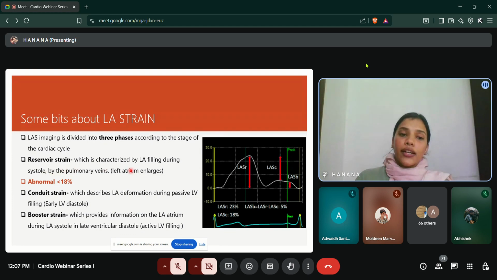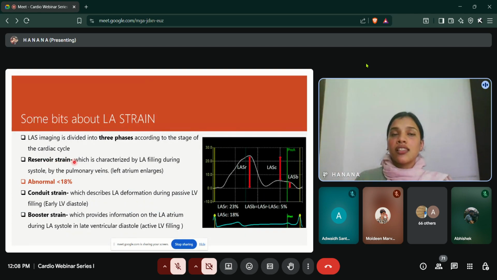Here we are talking about the LA strain. LA is filled by the pulmonary veins during systole. This phase is called the reservoir strain. The left atrium enlarges during this time because it is getting blood and it is bulking up. That's why this is a positive strain. We are seeing here left atrial strain. The small r means the reservoir strain. That's the time with the most deflection in the LA strain. It is a very important value.